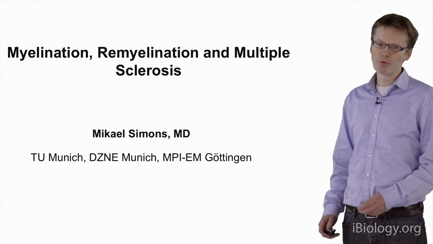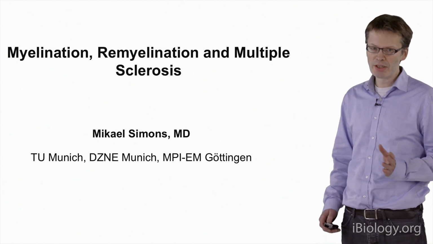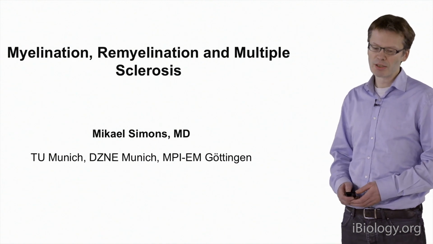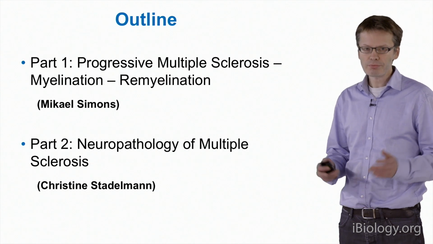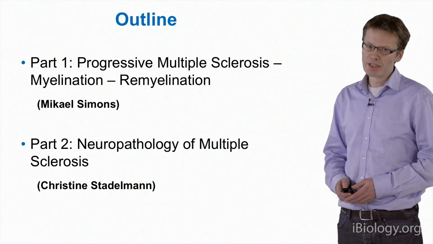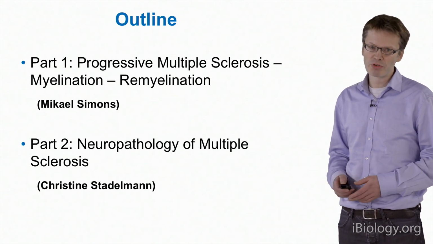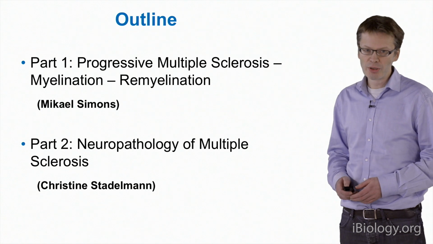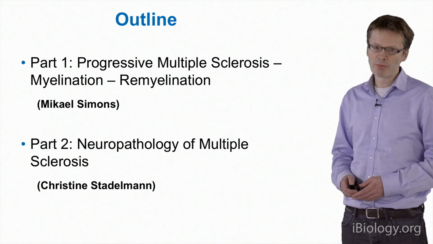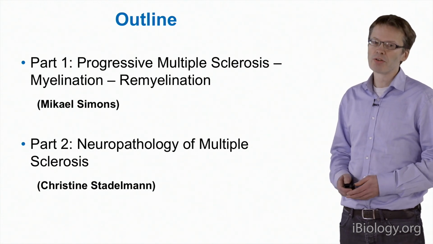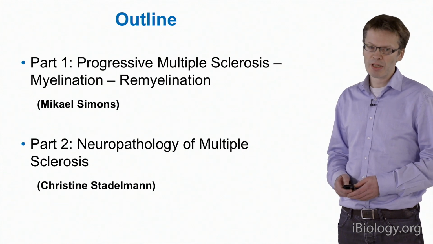My name is Mikael Simons and I will speak about myelination, remyelination and multiple sclerosis. This seminar is divided in two parts. I will start and give an overview about progressive multiple sclerosis, myelination and remyelination, and Christine Stadelmann will then take over and talk about the neuropathology of multiple sclerosis.